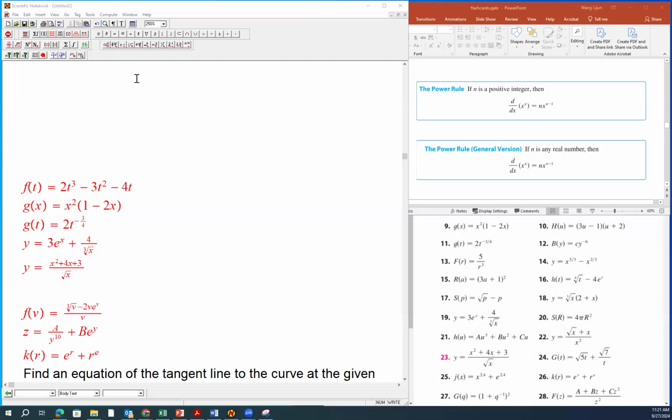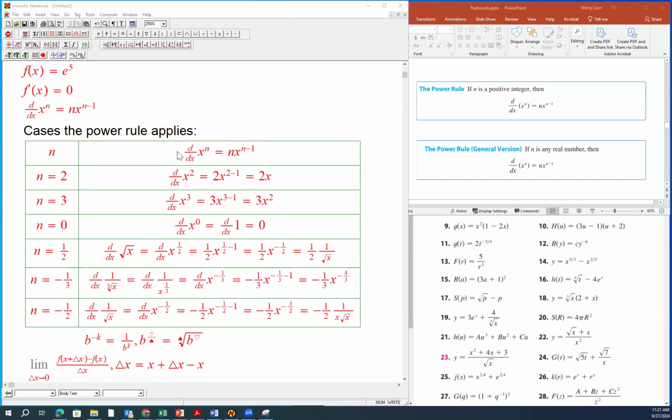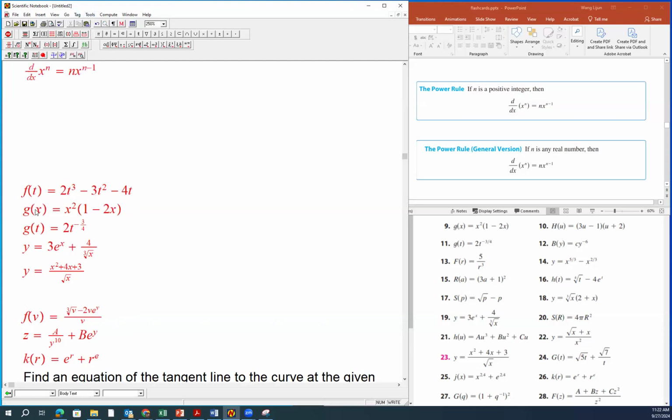Okay, let's continue to derive, applying the power rule. We have the power rule, and we're going to bring the exponent down with us. But I think by this time, you probably haven't remembered the formula already. So let's start with a simple example. This one, f of t equals 2t to the power 3 minus 3t squared minus 4t.